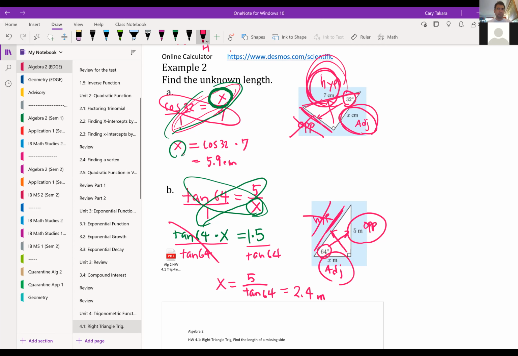The point that I want to make, and I hope you can remember, is if the unknown is on the top, like the first example, then you cross multiply and you get the answer right away. It's cosine of 32 times 7. You basically multiply. But if x is in the bottom denominator, then you will end up dividing, like 5 divided by tangent of 64 in this case. Okay. Does that make sense?